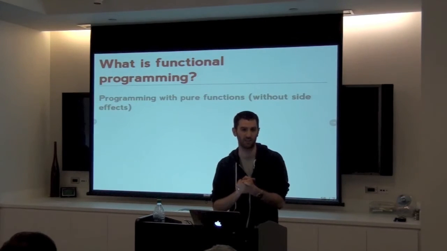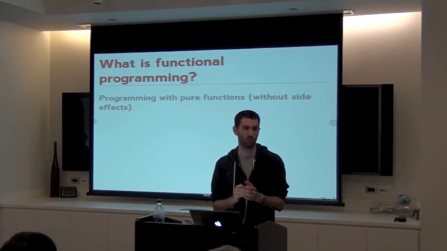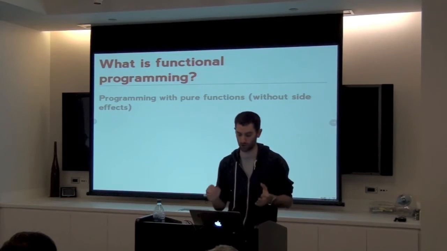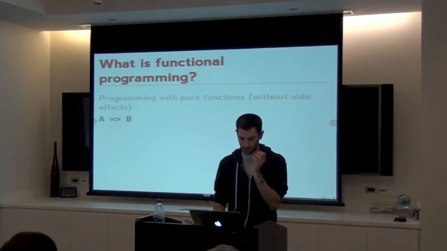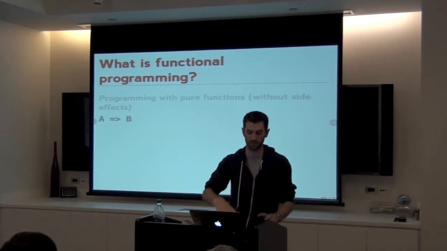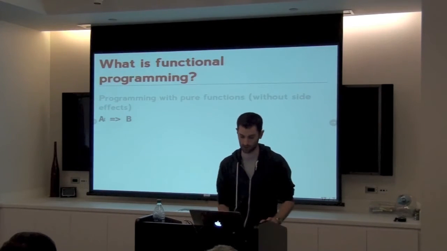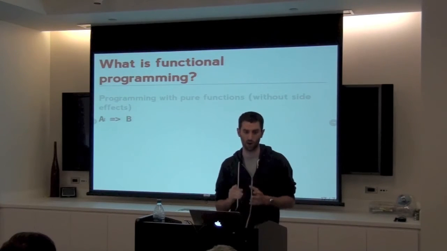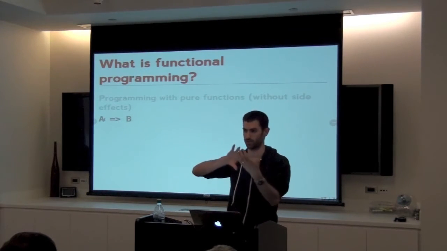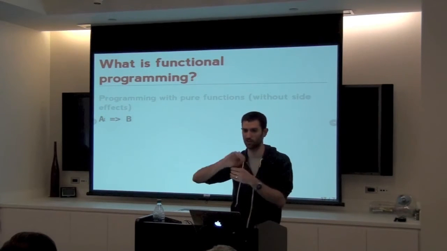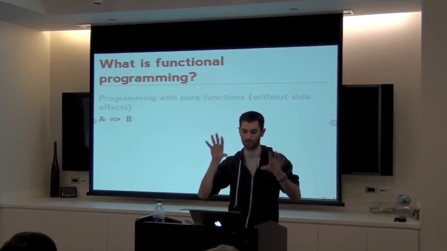Functional programming is really a very radical idea. It's based on the idea that we should construct our programs using only pure functions, and those are functions without side effects. So what is a side effect? This is how we write in Scala the type of a function from A to B. A pure function is just mapping values of type A to a value of type B. It's not going to be doing anything off to the side in addition to that. So it's purely defining a mapping between these two things.